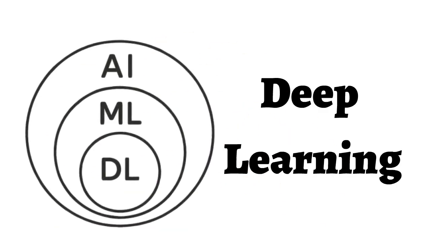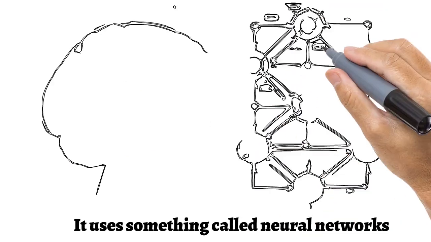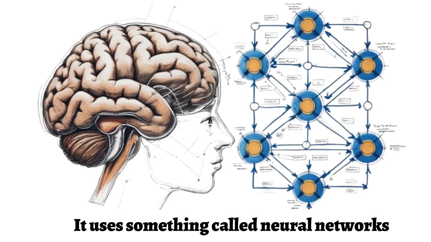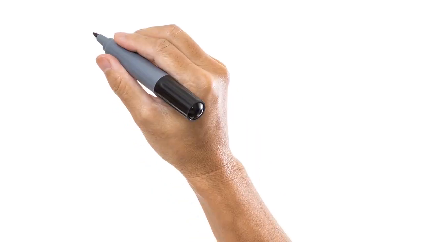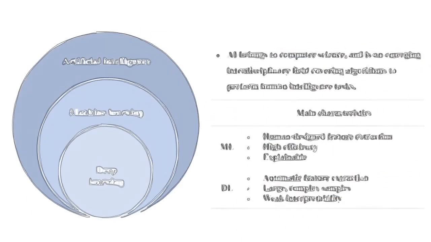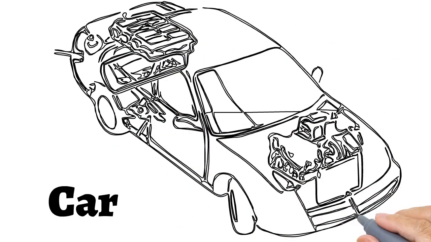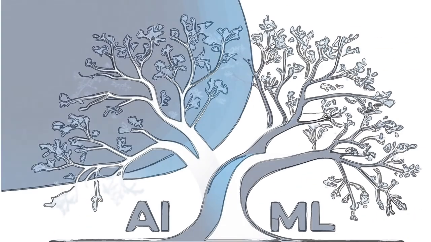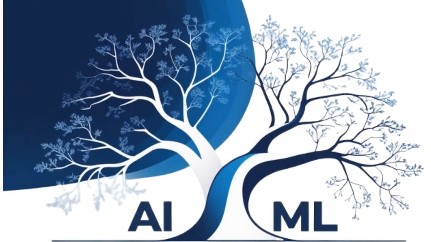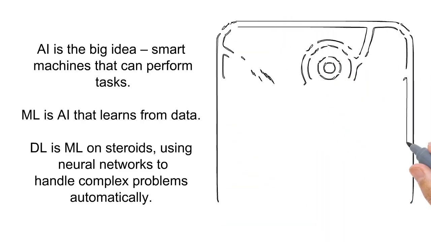Finally, deep learning, or DL, is a subset of machine learning. It uses something called neural networks, inspired by how our human brain works. Deep learning is what powers advanced AI applications like voice assistants, self-driving cars, and even facial recognition. Think of it this way. ML might need some guidance to classify pictures, but deep learning can automatically detect features like edges, shapes, and textures to recognize objects even better.